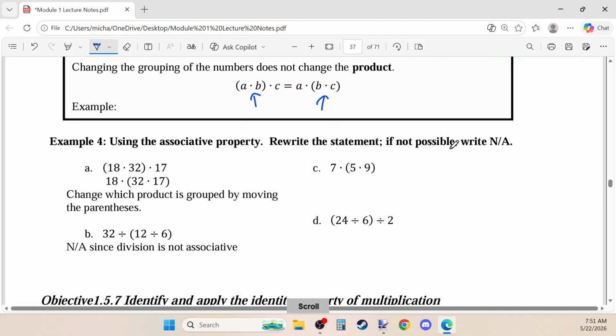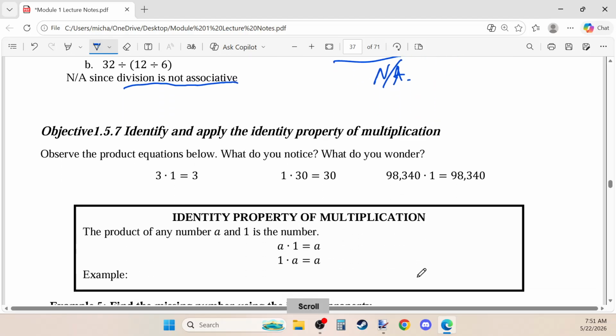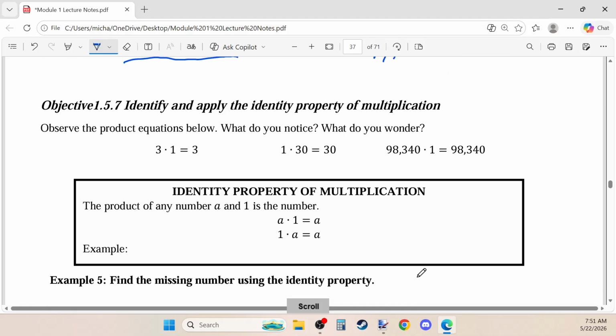So, notice division is not associative, so we can take this one and we can rewrite it as 7 times 5 first times 9. That's fine. This one, division is not associative. Doesn't apply.